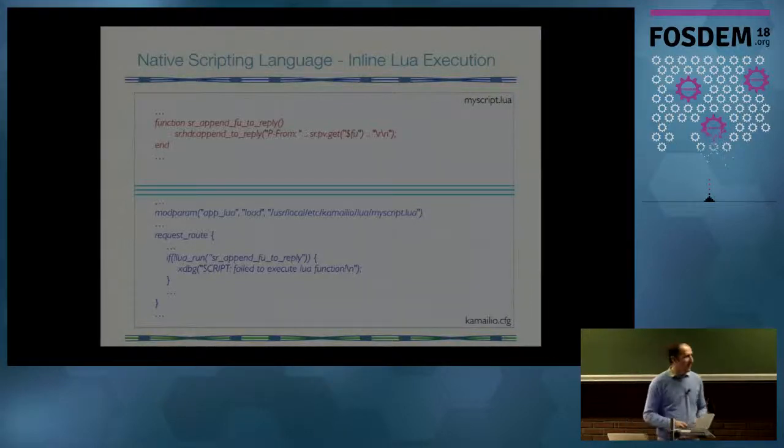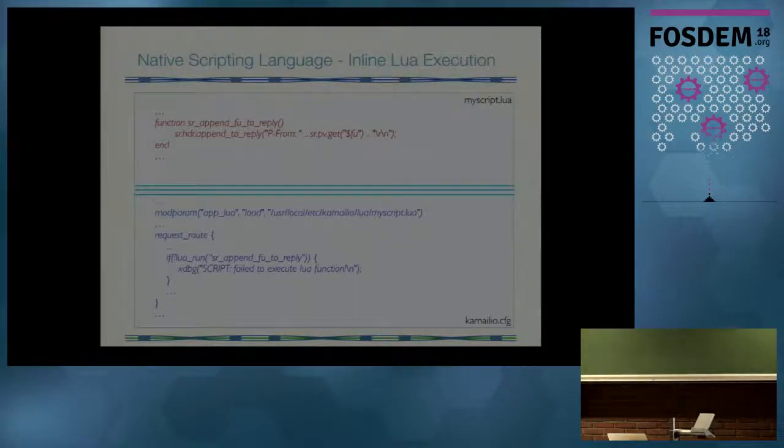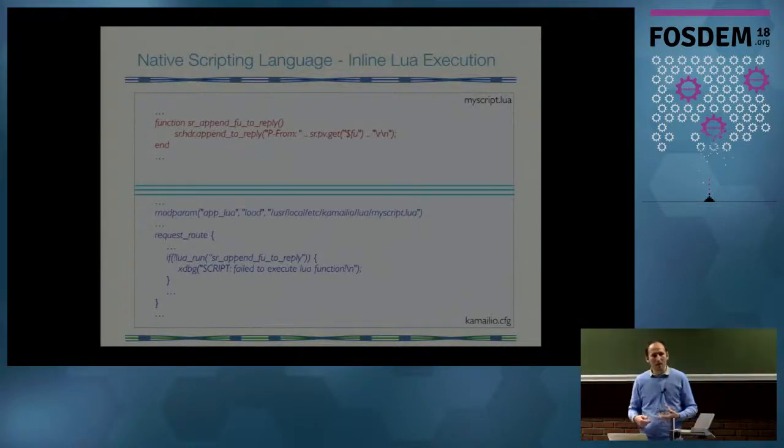Now, when I say inline execution, we have the default configuration scripting language with our routing blocks, and somewhere inside there is a function lua_run, and you can pass a method name which is defined in an external Lua script. So inline, Kamailio becomes the interpreter of the Lua. It's initialized at startup, and then it's just inline execution inside the old native scripting language, which was used for many years, but people wanted a bit more flexibility.